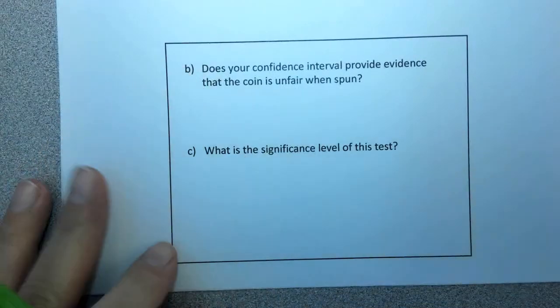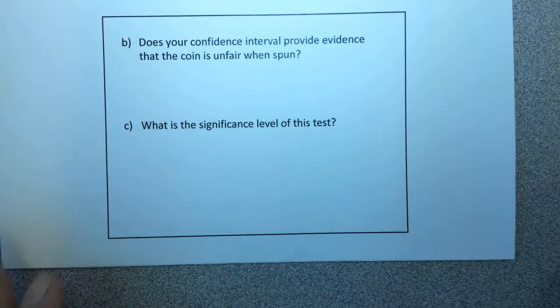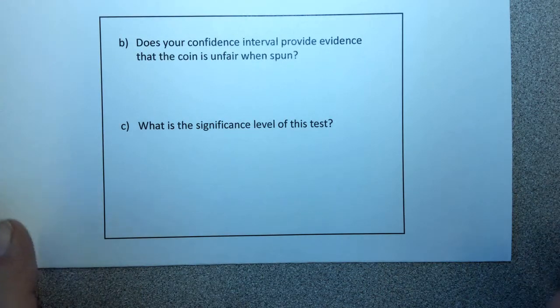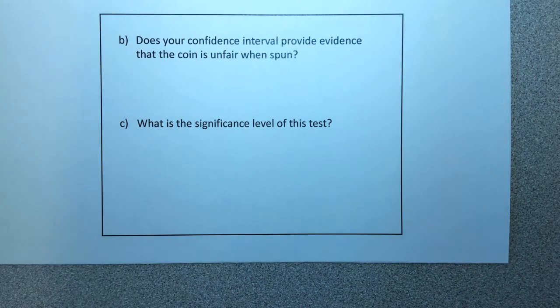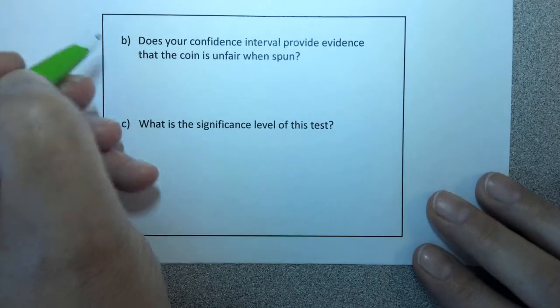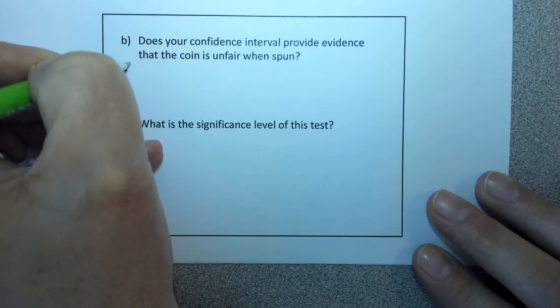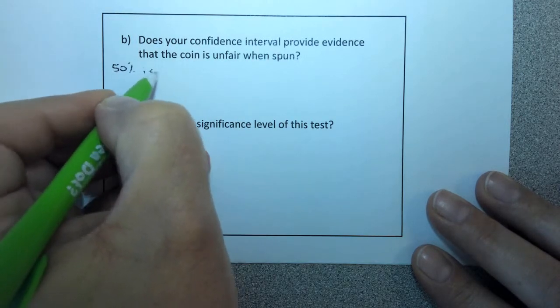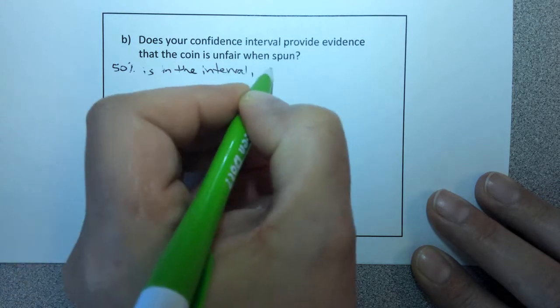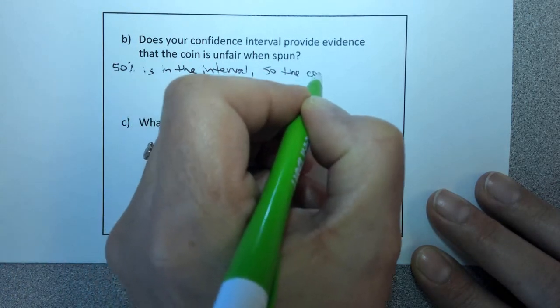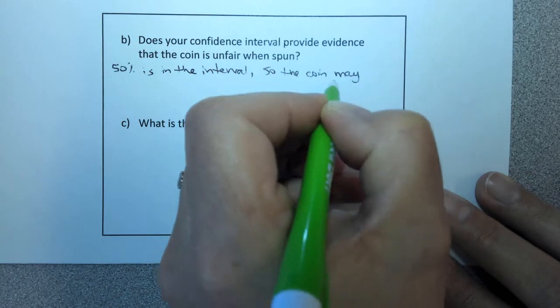So, that brings us to this question. Last slide. Celebrate that I'm almost finished torturing you. Does this confidence interval provide evidence that the coin is unfair when spun? Well, on one hand, 50% is in the interval. So I'm going to think while I write. 50% is in the interval. So the coin may be fair.